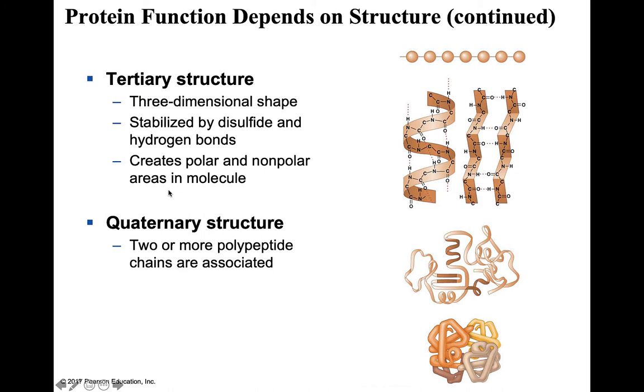The 3rd level, or tertiary structure, is actually the 3-dimensional shape. This is also stabilized by hydrogen bonds. Now, what this is going to do is create polar and nonpolar areas within the molecule. Now, the 4th level of structure, known as quaternary, is only found in those proteins that are made up of 2 or more polypeptide chains. Hemoglobin is the best example out there of a protein that has this 4th level of structure.